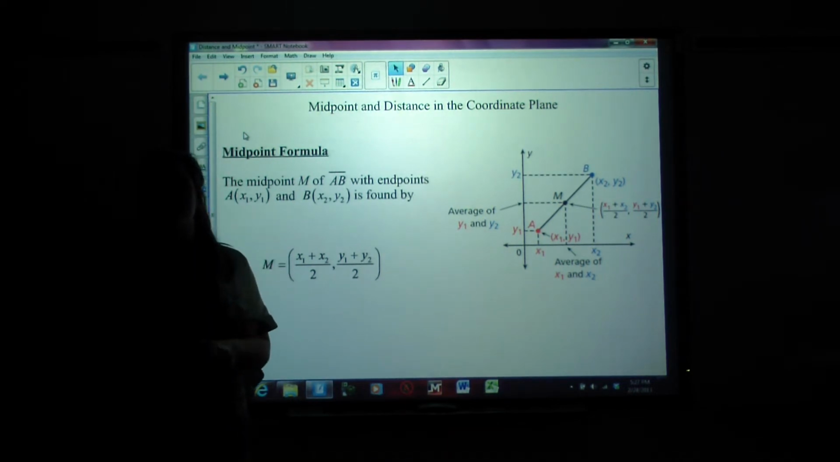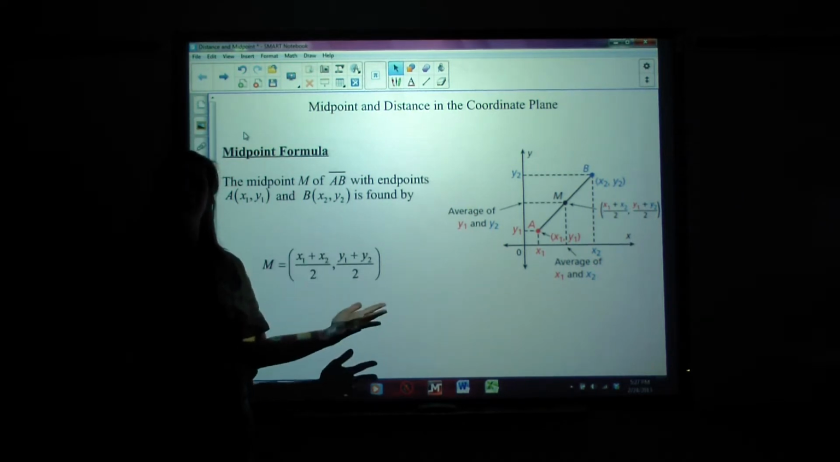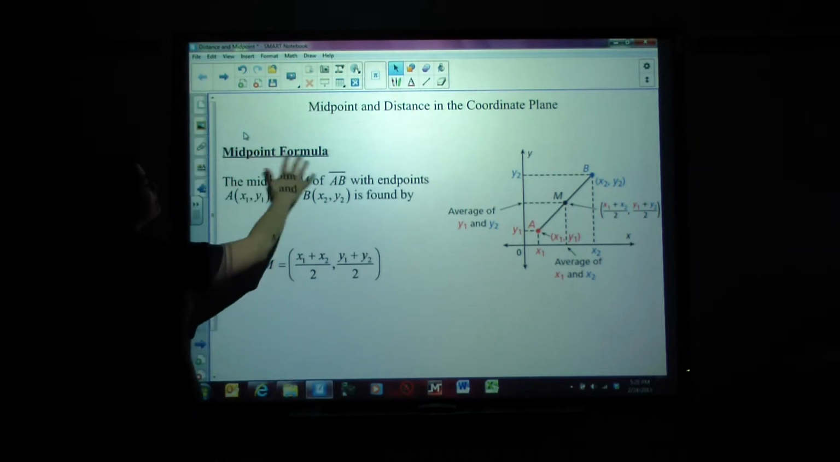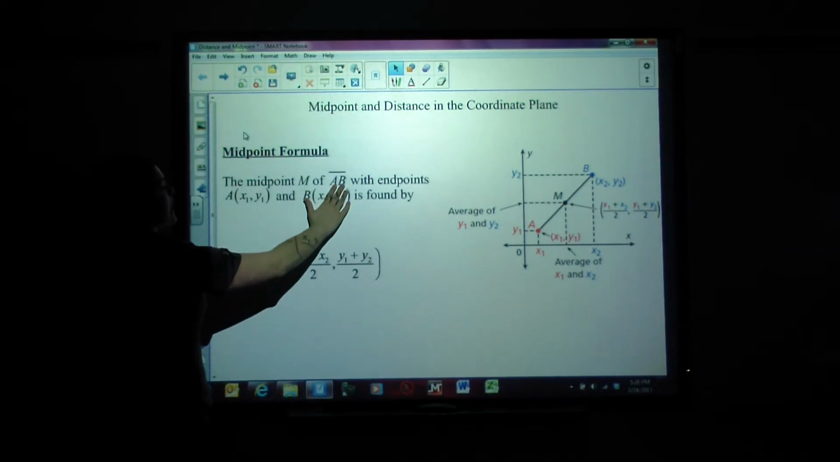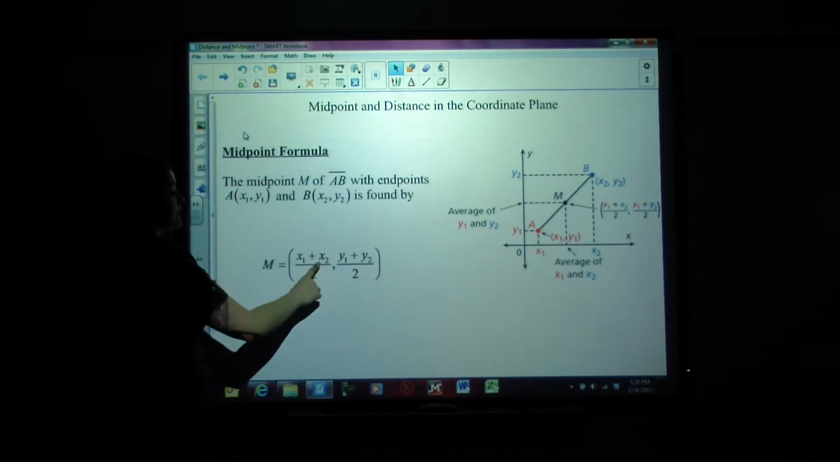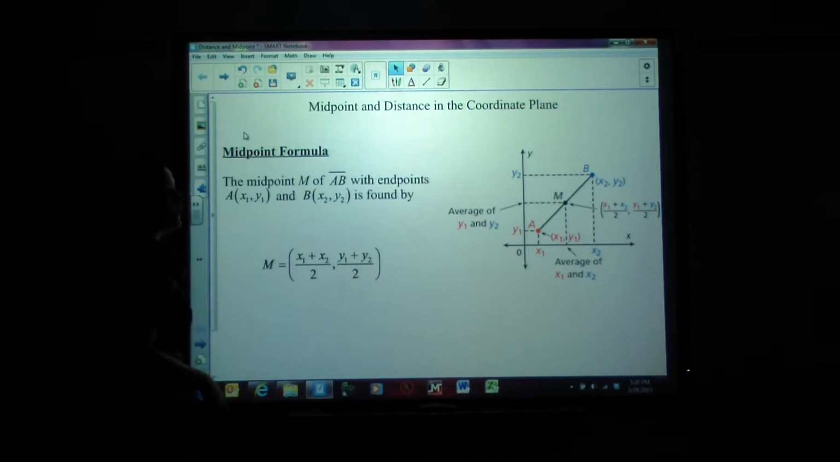This lesson is all about the midpoint and distance formulas. So we're going to jump right in. We're going to start with the midpoint formula, talk about what it's doing and how to find it. So a midpoint of some segment is going to be found by using this formula, x1 plus x2 divided by 2, comma, y1 plus y2 divided by 2.